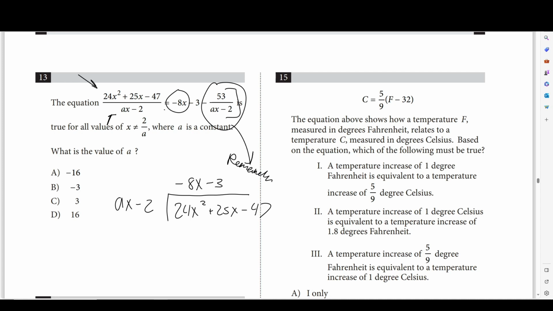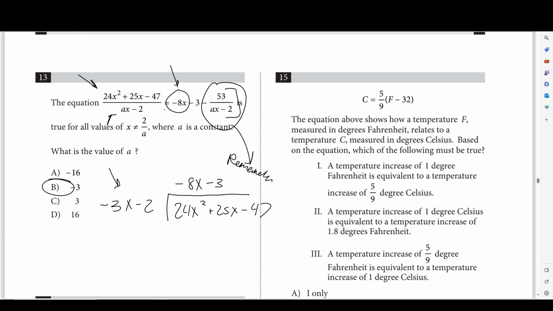So I already know that whatever my a is, it's going to have to go into 24x squared negative 8 times, right? So what times negative 8x is equal to 24? It has to be 3, right? A has to be minus 3. And that's it. We solved it right there. Just from the first value, we solved it.